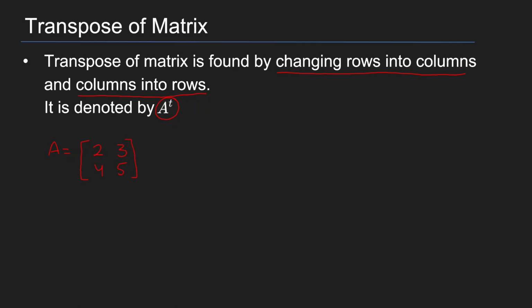And we have to find A transpose. So what we'll do here is we'll change the rows of A into columns. So the first row of A will become the first column of A transpose. The second row of A will become the second column of A transpose. And if you look at it the other way of converting columns into rows, that has also happened automatically because the first column of A has become the first row of A transpose, and the second column of A has become the second row of A transpose.